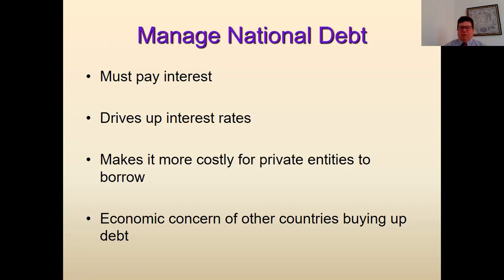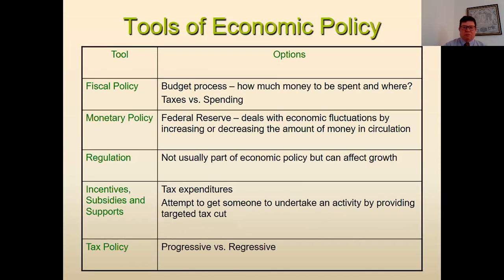So if the government's borrowing all this money, it means that there's less money available to consumers or to businesses to expand the economy. And that's a net negative. The cheaper it is to be able to borrow money, the better off, and generally the economy is. And then the other thing is, as we've taken a look at different points in time, we have some concern about other countries buying up our debt and then us being reliant on those countries.